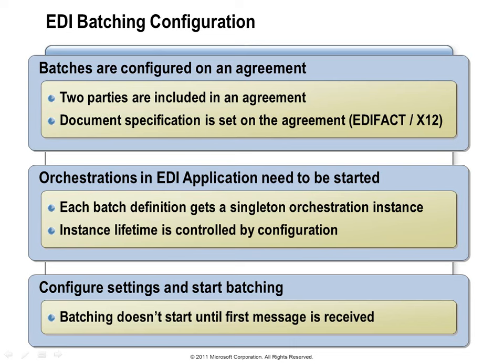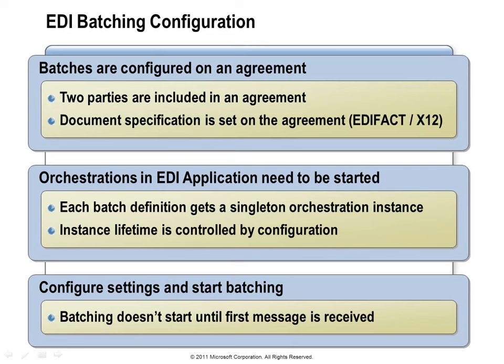When that message first comes in that matches our configuration, that's a message that should be batched, it will go to that orchestration. It will then be processed in there and held as a reference until our conditions are met for when that message should be released. So it's possible that you will have several different instances of that orchestration running, each one managing a different batch.